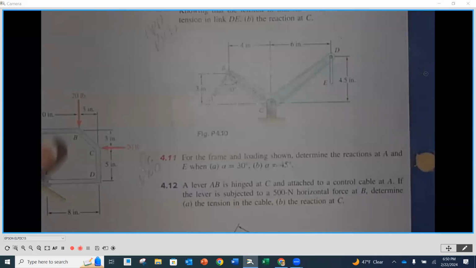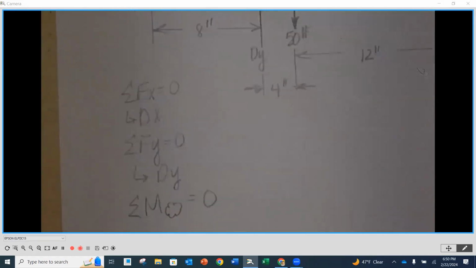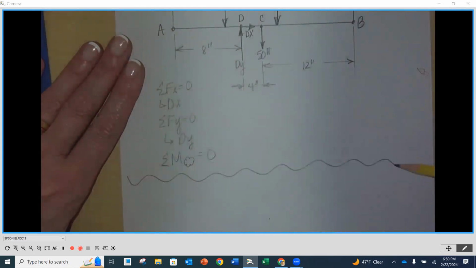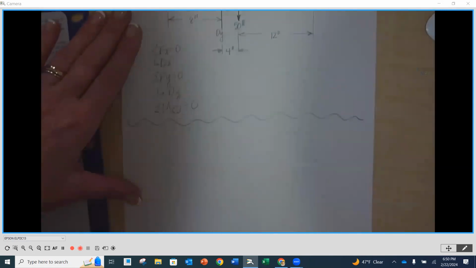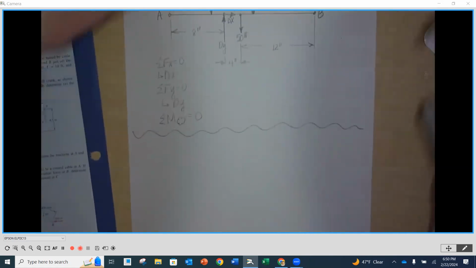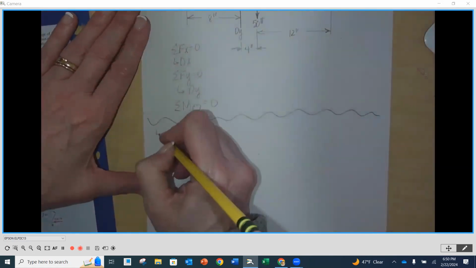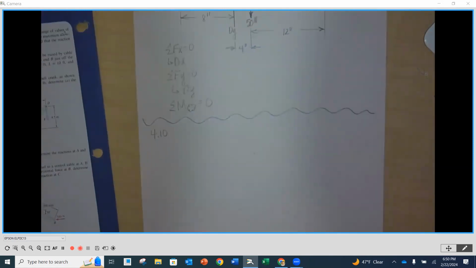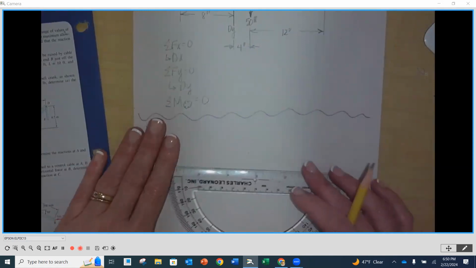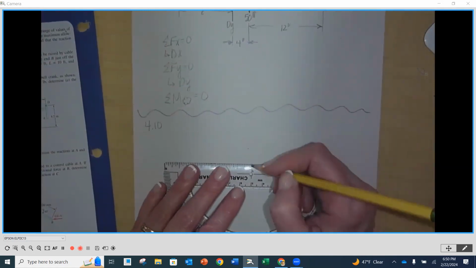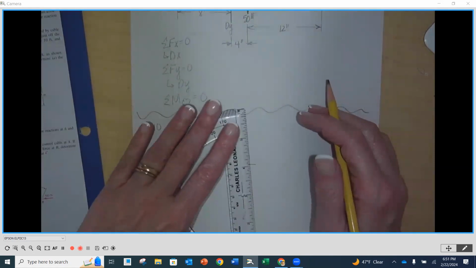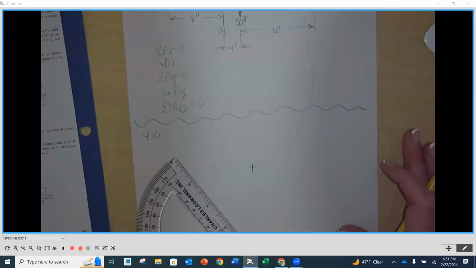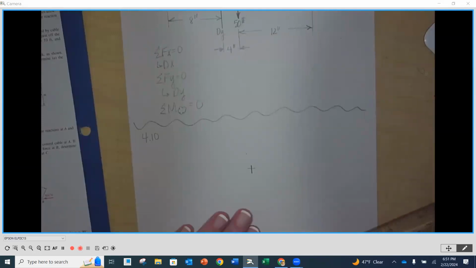Normally I've been working with straight beams, right? And this one is fancy. Okay. Scooch this up a little bit. So this is going to be 410. I'm going to start with point C in the middle here. I'm just going to draw a little crosshairs, and this is going to be my point C. I'll worry about the forces on it a little bit later.